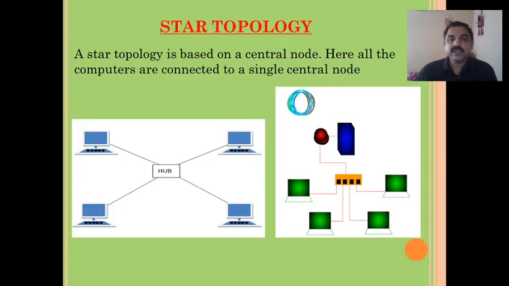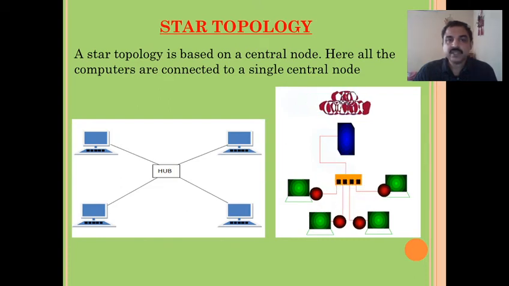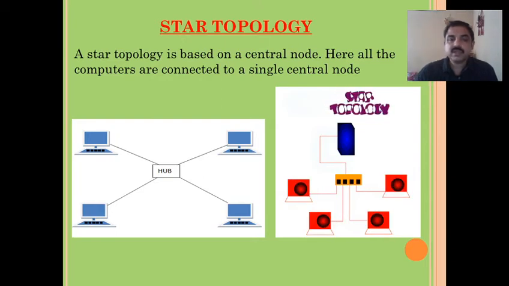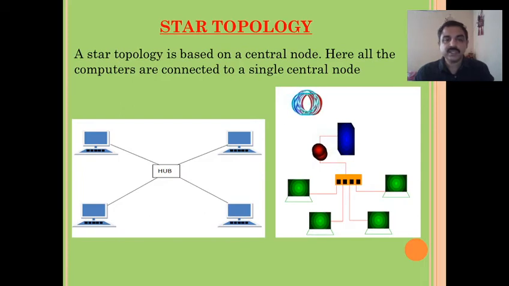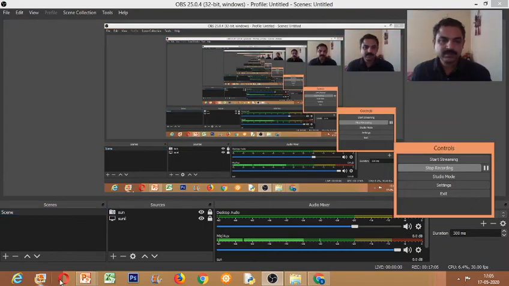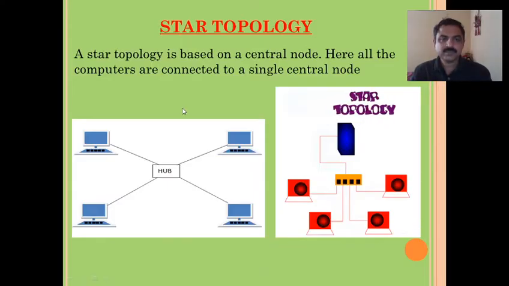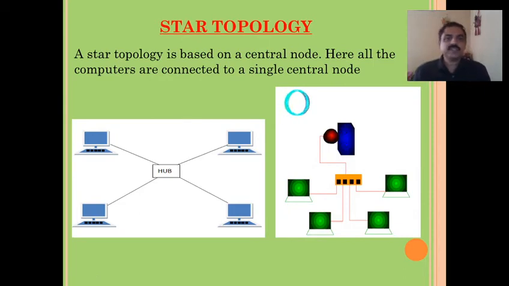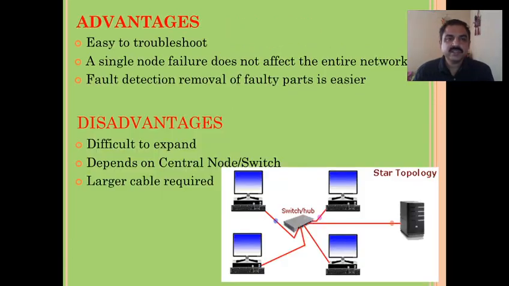This is about bus. Next is star topology. Star topology is based on a central node. Here all the computers are connected to a central node. So in star topology, there will be a central node, and all the systems are connected to a central device. Clear? So what are its advantages?